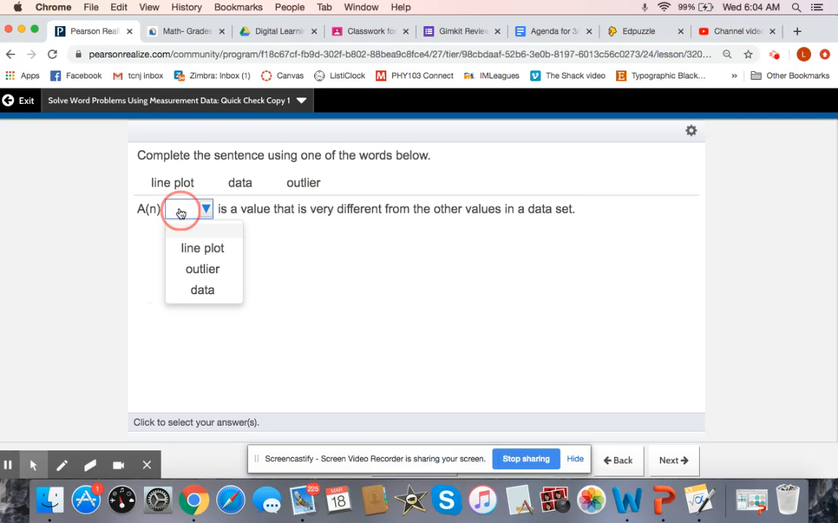The next one, a value that is very different or lies outside. Remember, that's an outlier.